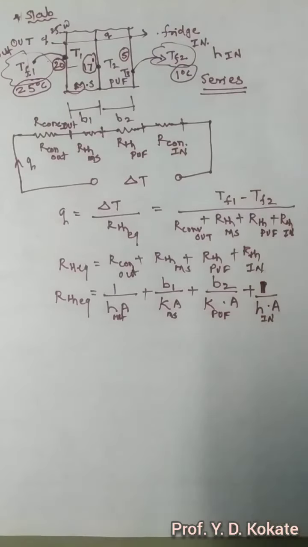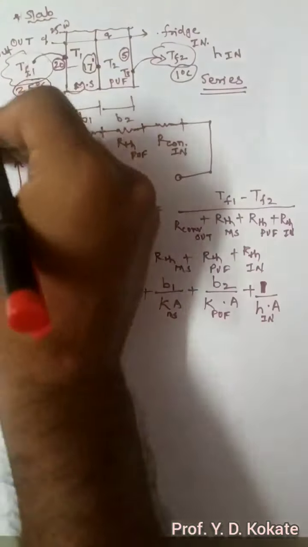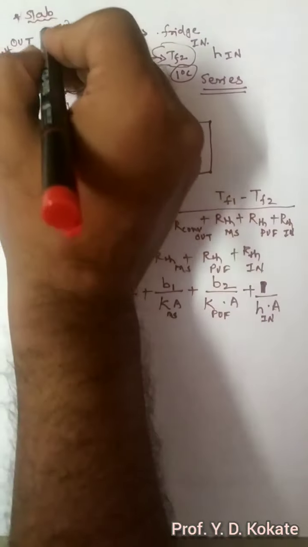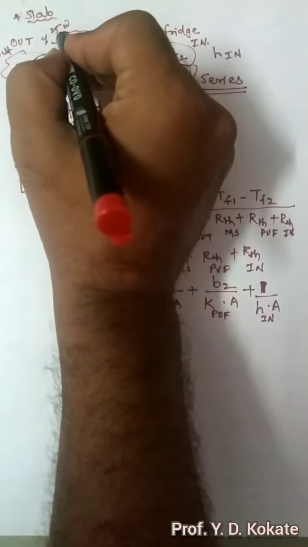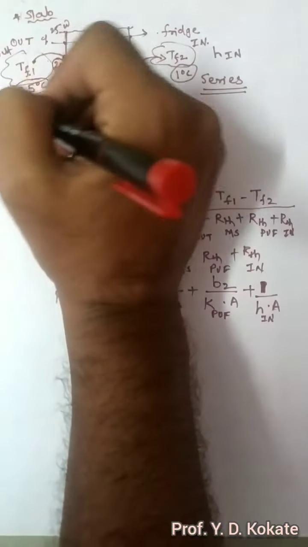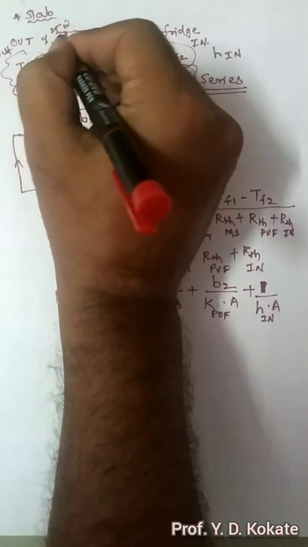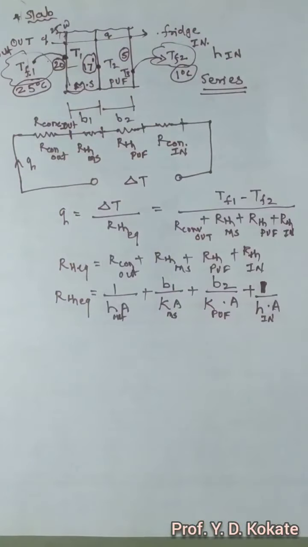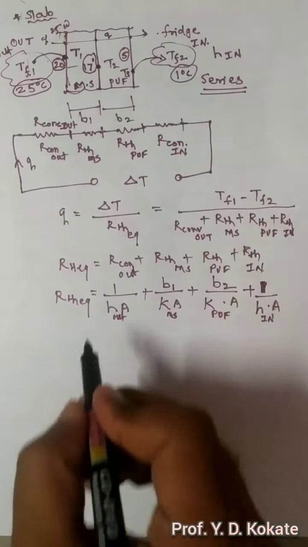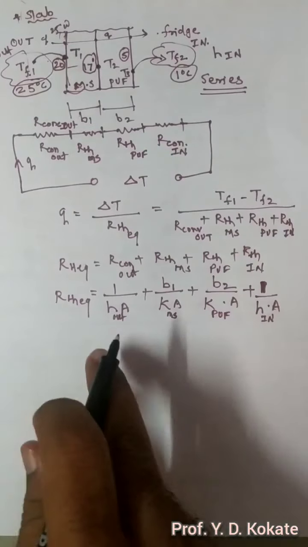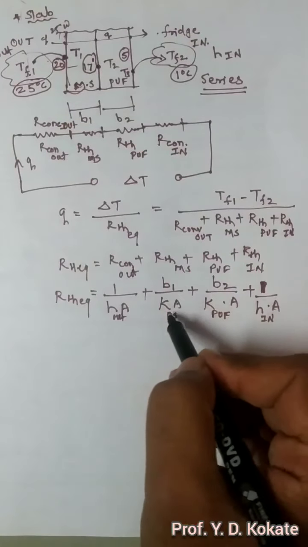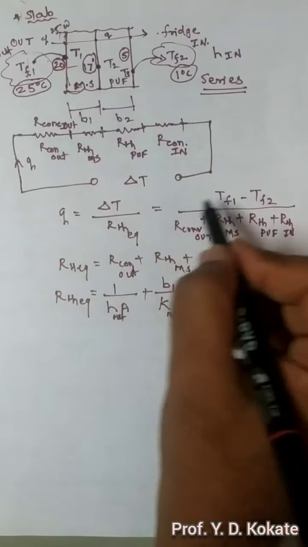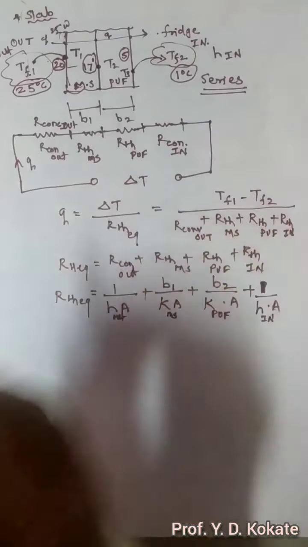So some students say, sir, the atmosphere is very big, how are we taking only this much area for convection also? But though the atmosphere is very big, only this much of the atmosphere is facing this area, so we have to take that area in the thermal resistance in case of convection. So we know the H, we know the thickness, we know the thermal conductivity, we can find the RTH equivalent. Once we know the RTH equivalent, and if we know the temperature, we can find the Q.